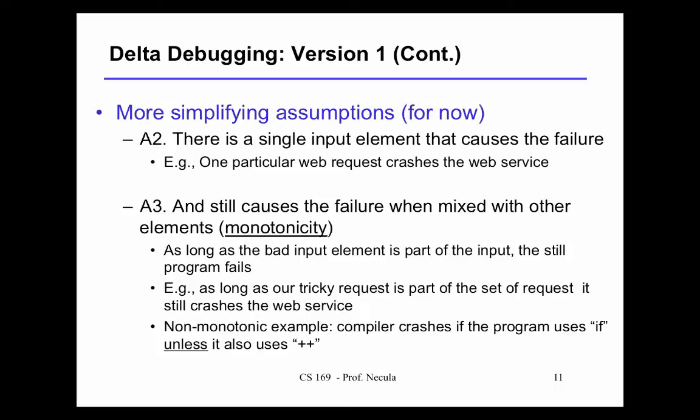Similarly, if you have a sorting routine that crashes as long as you have a not-a-number as one of the elements of the input array, no matter what else you have in the array, it crashes. Then you can imagine a search that will narrow down to an array of one element, a not-a-number. So that's monotonicity. Many problems are monotonic.